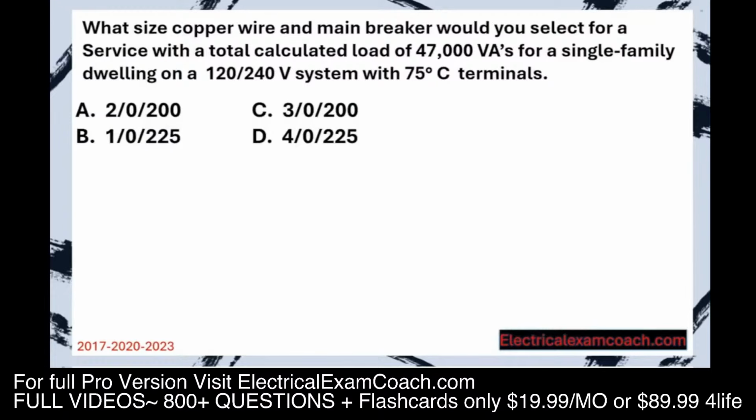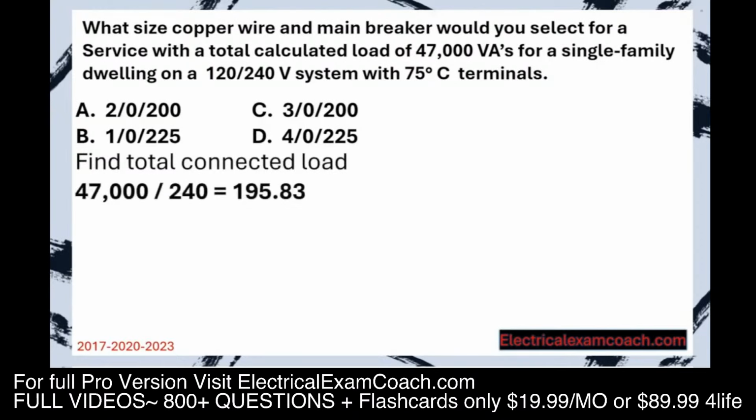What size copper wire and main breaker would you select for a service with a total calculated load of 47,000 VA for a single family dwelling on a 120/240 volt system with 75 degree C terminals? Step 1, we're going to find our total connected load. In this case, they've given it to us, but we have to divide to get our amperage. When we do, now we can check for demand factors.